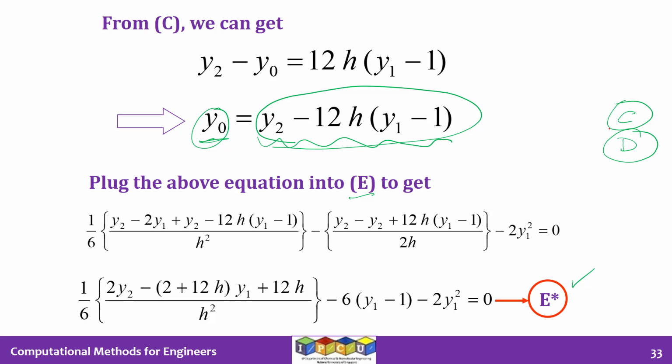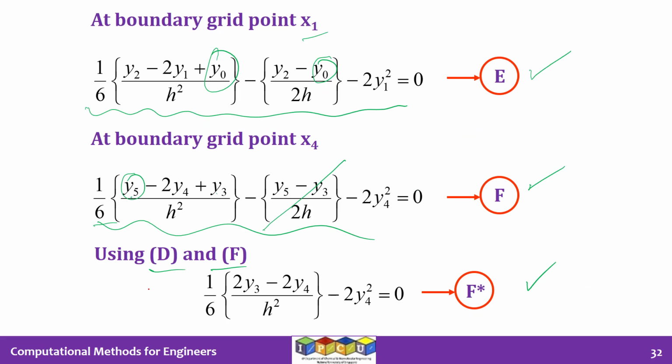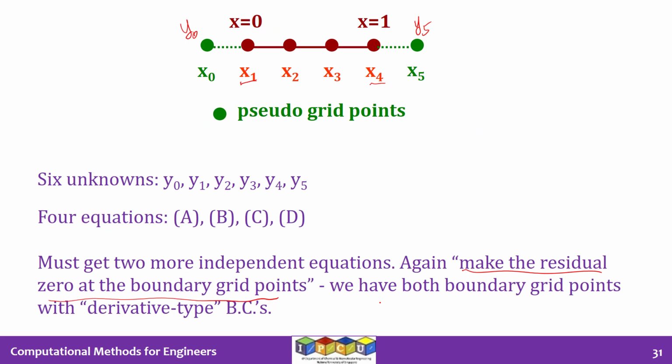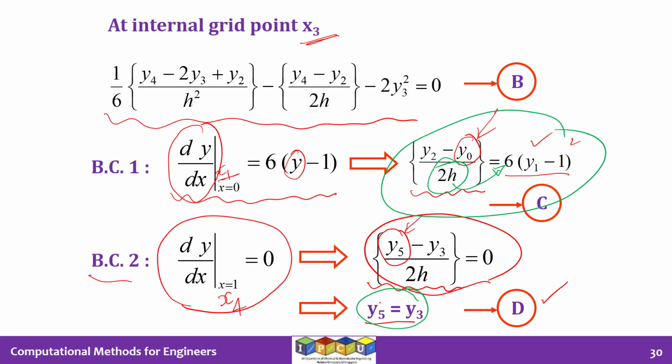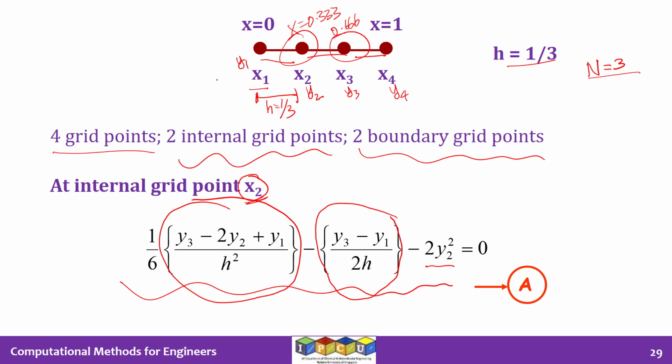If you look at E, you have only y1 and y2. If you look at equation F, you have only y3 and y4. If you look at equation B, you have only y4, y2 and y3. If you look at equation A, you have y3, y1 and y2. So we have the unknown symbols now, only y1, y2, y3, y4. So the 4 unknowns are there. We have 4 equations, A, B, E star, F star.